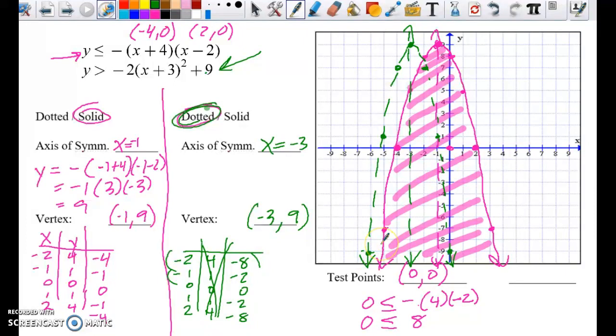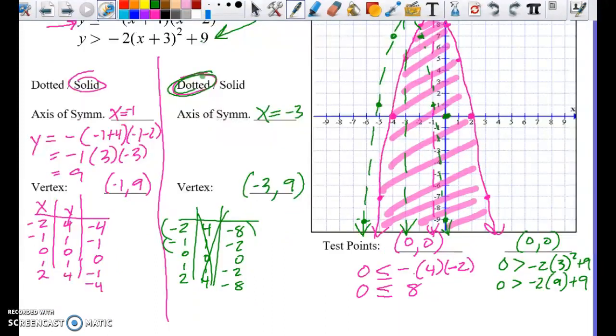So there you go. I do a test point for my green parabola. This time I'm going to do 0, 0 again, but notice that 0, 0 now is above the parabola or outside of it. Let's see if that point works. 0 greater than -2 times 3 squared plus 9. Let's see if it works. -2 times 9 plus 9. So I'm just doing the math again. I know that this is probably not the most exciting part of the video, but it's important to show how I'm getting this. Is 0 greater than -9? It is. So my test point worked.